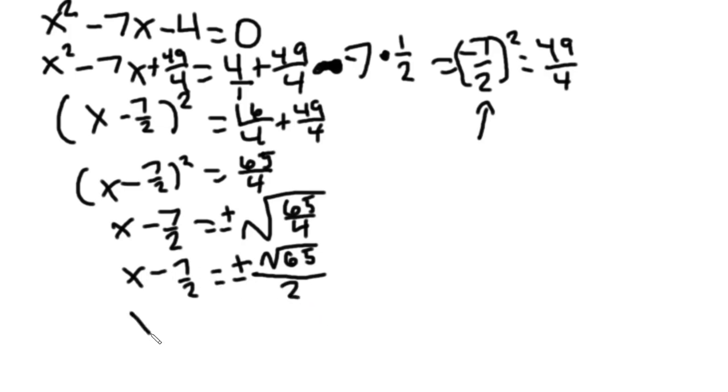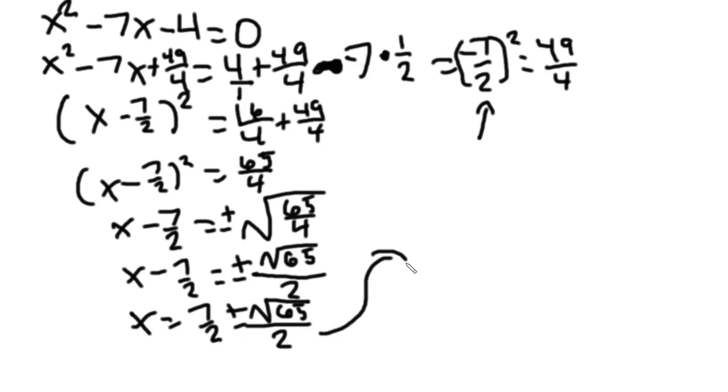Now I can put my 7/2 on the other side. So 7/2 plus or minus square root of 65 over 2. And then just to make it look a little nicer, I can combine these two fractions. So I get x equals 7 plus or minus square root of 65 all over 2. And this is what you'd get if you did the quadratic formula also.